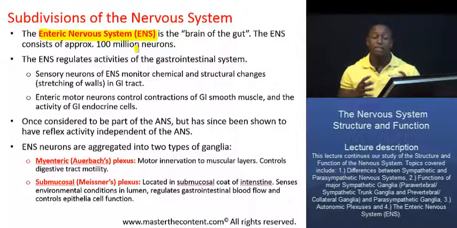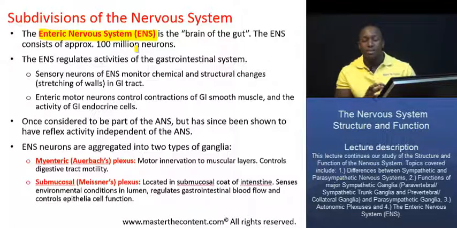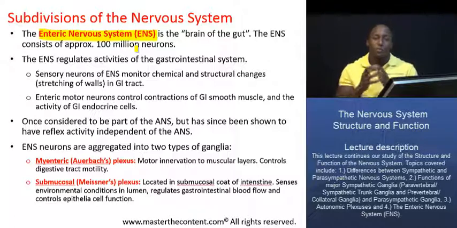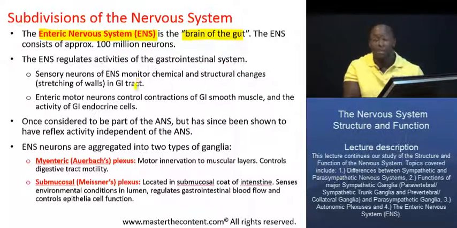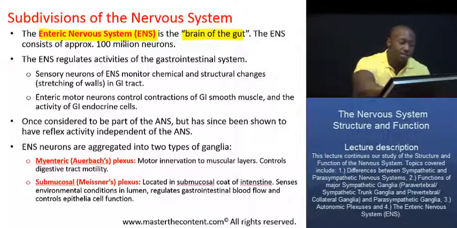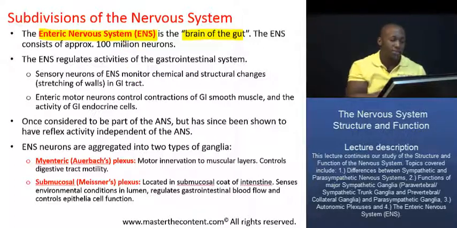The ENS actually functions independently of the pathways of the peripheral nervous system and the central nervous system, although it can still communicate to the central nervous system through the peripheral nervous system. For that reason, it warrants putting the enteric nervous system in a category of its own as another major subdivision of the nervous system. And like I said, the ENS is the brain of the gut. It contains approximately 100 million neurons, and it's responsible for regulating the activities of the gastrointestinal system.